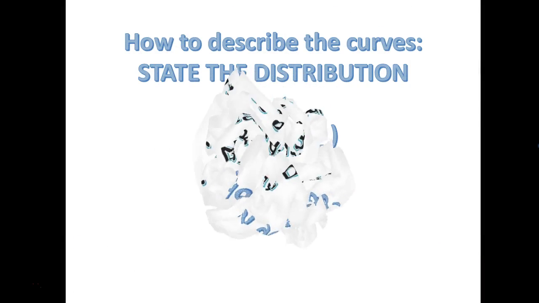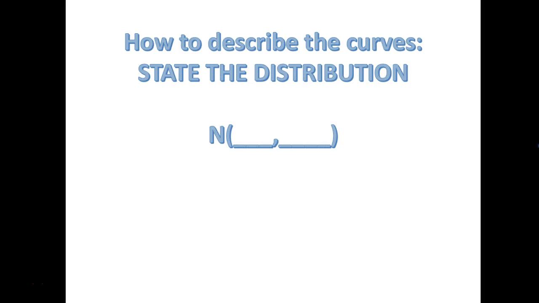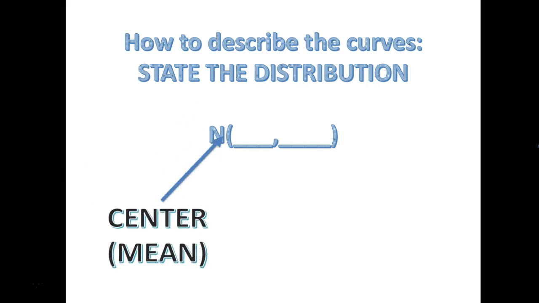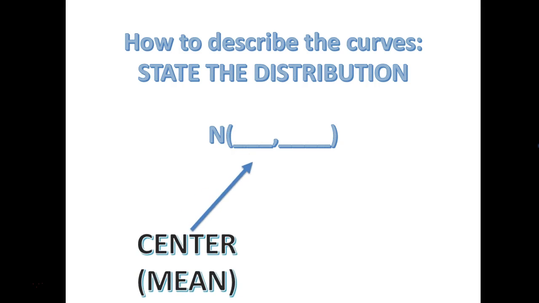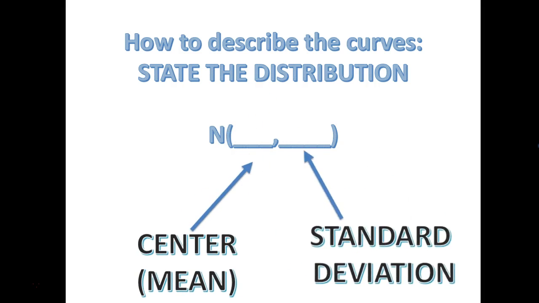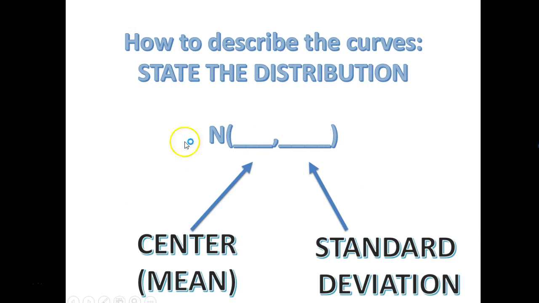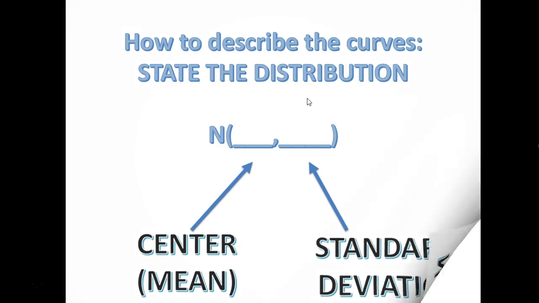So really, how do you describe a normal curve? To describe a normal curve, you just state the distribution. And when I say that, lots of times people wonder, what in the world is state the distribution? Well, state the distribution is stating the two things that really define the shape of a normal curve. The first thing is your center, which is usually our mean. So that goes first. And then the second thing is a standard deviation. And we write it just like you see right here, N, parentheses, comma, and this is the format I want to see. So when I say describe the curve or state the distribution, I'm looking for this.